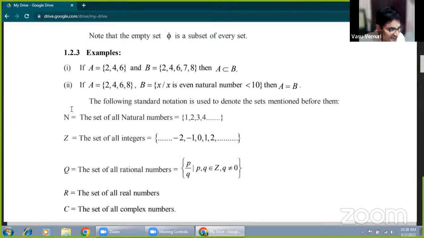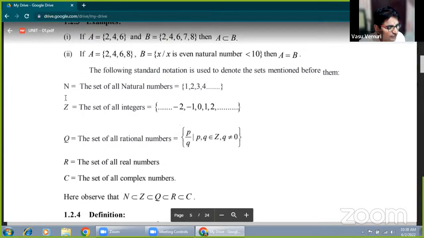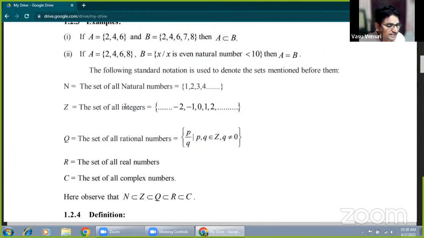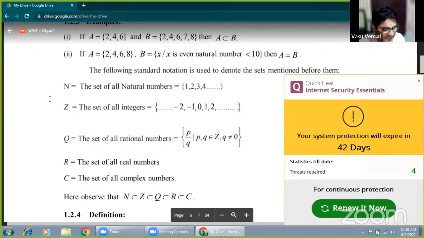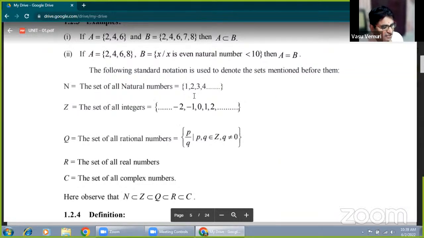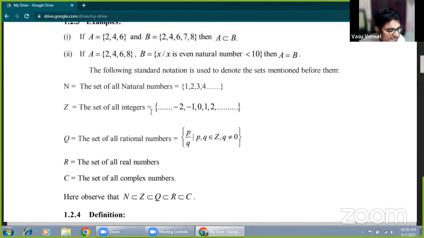Okay, in the same manner, you have to see here, what is the capital N? It is read as capital N means the set of all natural numbers. The natural number set is denoted by the set {1, 2, 3, 4, and so on}. Just see here, the set of all natural numbers commences with one, which is the least natural number. Here the set is {1, 2, 3, 4, and so on}.